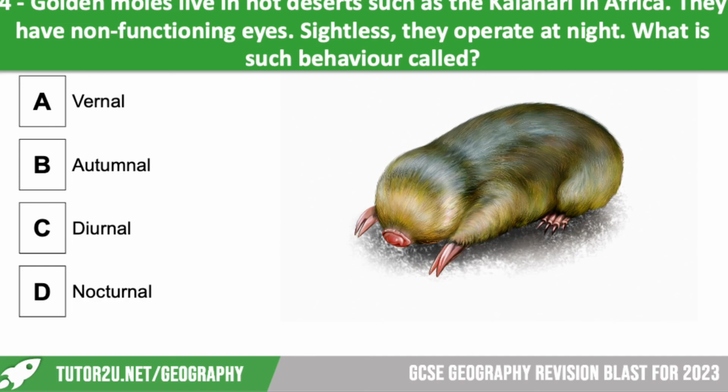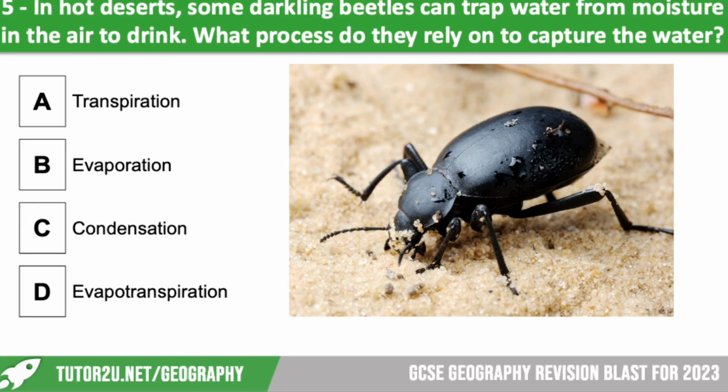4. Golden moles live in hot deserts such as the Kalahari in Africa. They have non-functioning eyes. Sightless, they operate at night. What is such behaviour called when things are operating at night? So we've got A, vernal, B, autumnal, C, diurnal, D, nocturnal. Just give you a moment there. It is nocturnal.